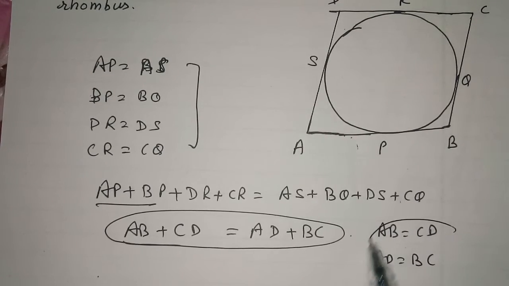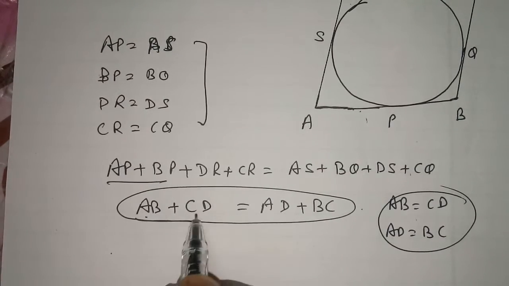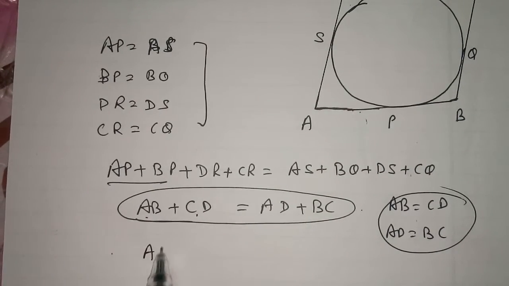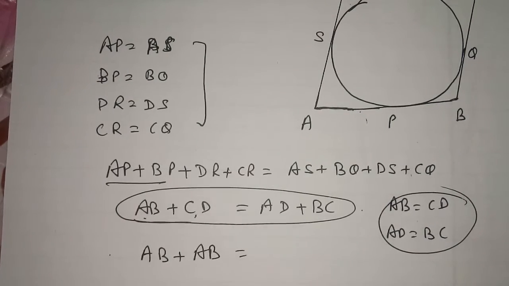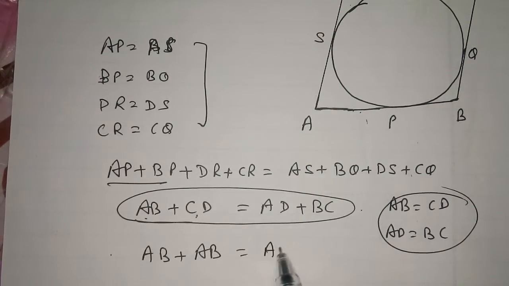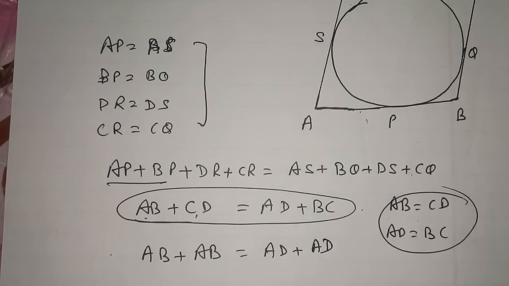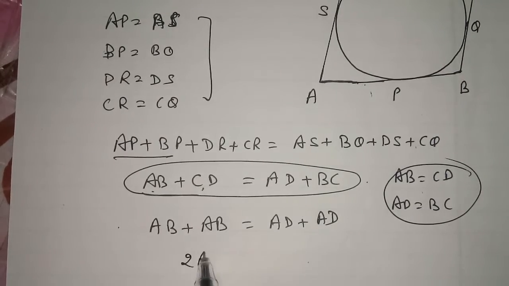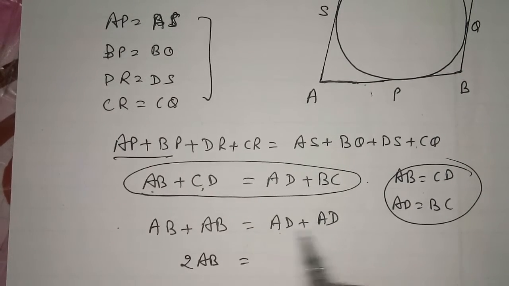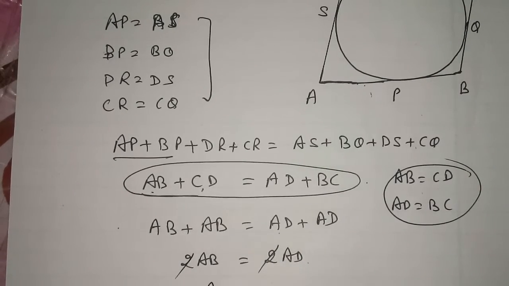So we are using this condition of opposite sides being equal. AB and CD are equal, so we can replace AB plus CD with AB plus AB. Similarly, we can change BC to AD because both sides are equal. So now it becomes AB plus AB, which is double of AB, and AD plus AD, which is double of AD. So this cancels, which means AB equals AD.